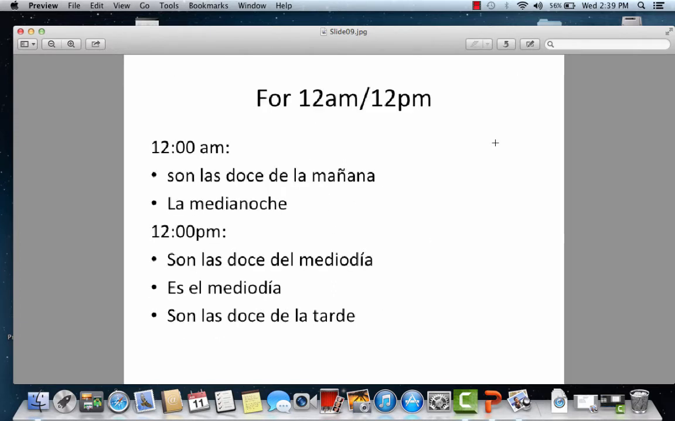Students, when it's 12 o'clock at night or in the morning, there are several ways to convey this idea just like in English. Let's take a look. Son las 12 de la mañana. It is 12 in the morning. La medianoche will mean midnight. Son las 12 del mediodía will mean it is 12 noon. Es el mediodía, it is noon. Son las 12 de la tarde, it is 12 in the afternoon.